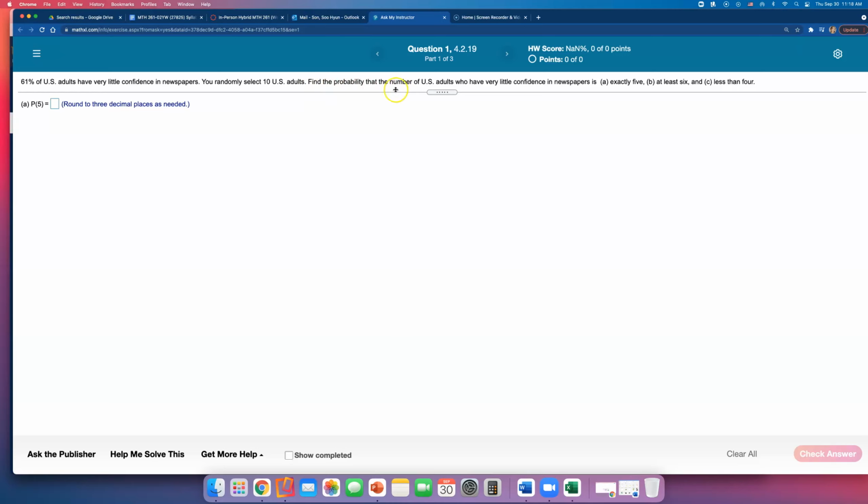Find the probability that the number of US adults who have very little confidence in newspaper is A, exactly 5. So let's do that first, okay?